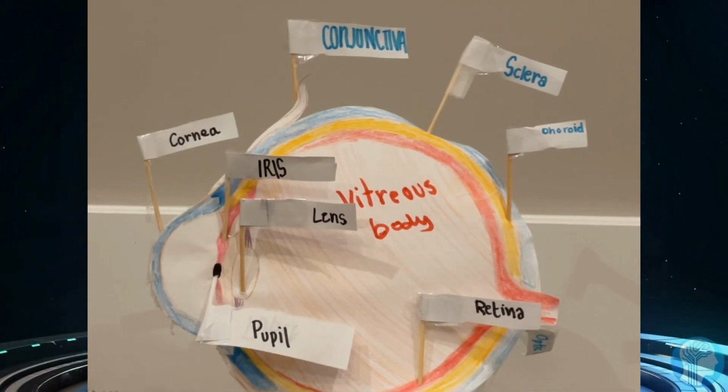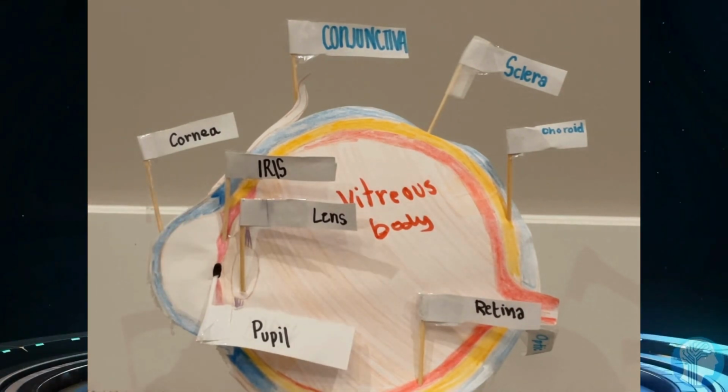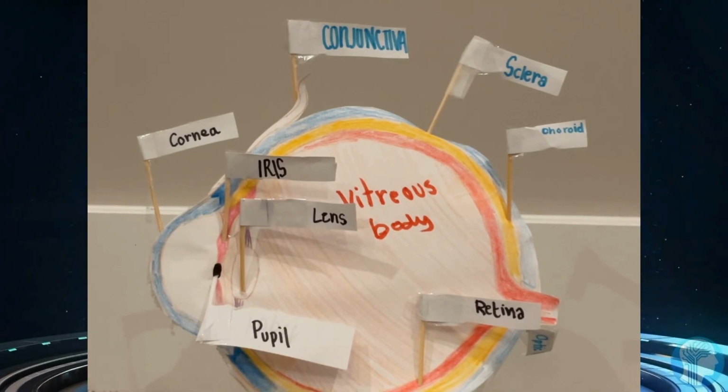Firstly, let's talk about the three layers of the eye. The sclera, which is the first layer, the choroid, which is the second layer, and the retina, which is the third innermost layer. Now let's talk about the cornea, which is right here. So the cornea is the clear front surface of the eye, and it is 10 to 12 millimeters in diameter, and the corneal thickness measures 0.5 millimeters. So the cornea has 5 layers.